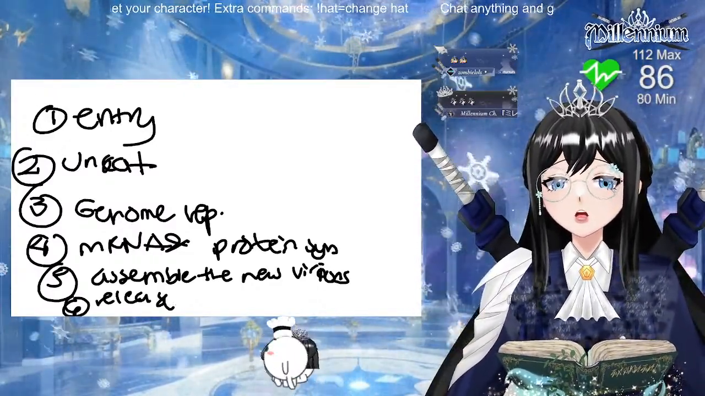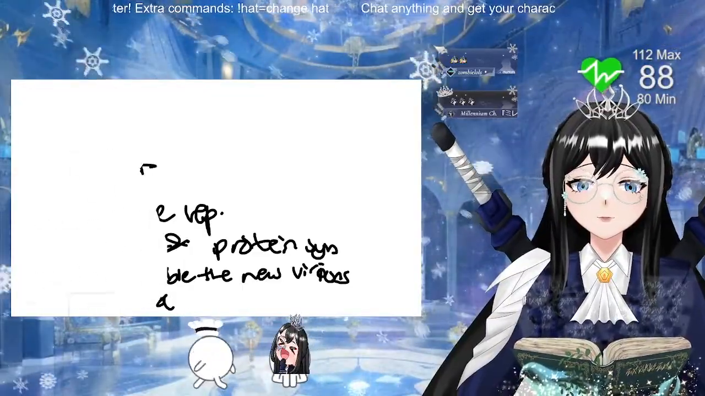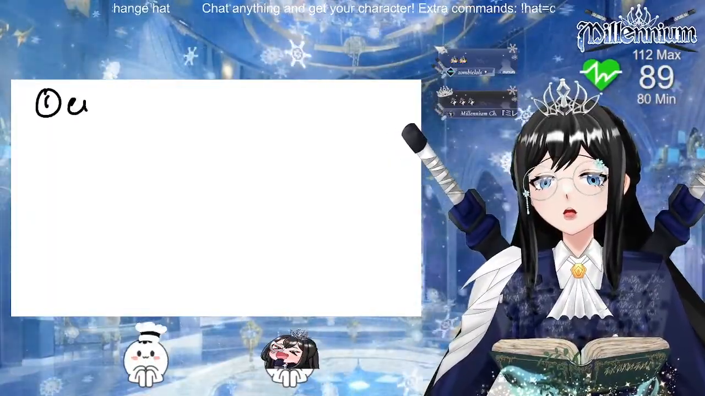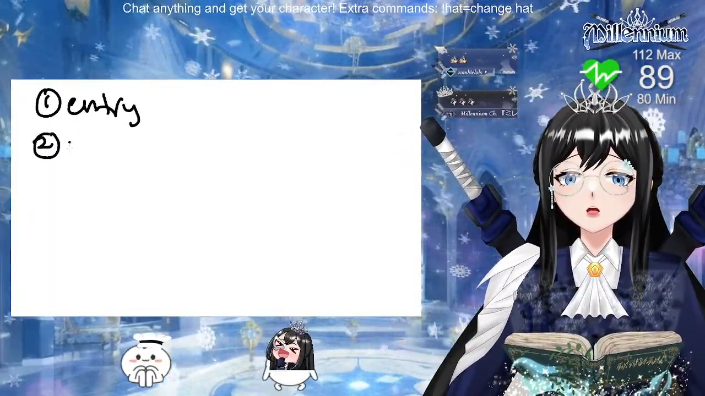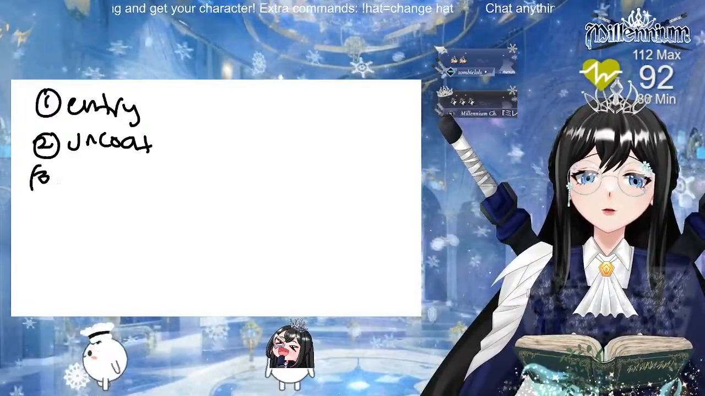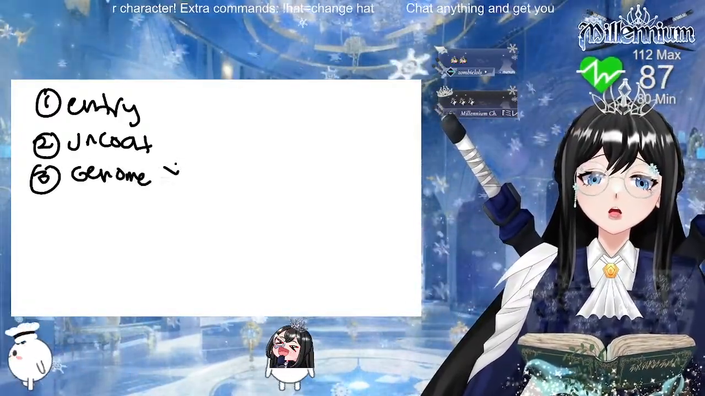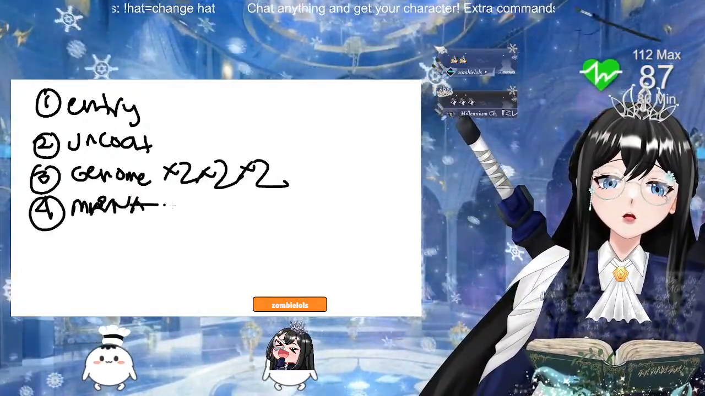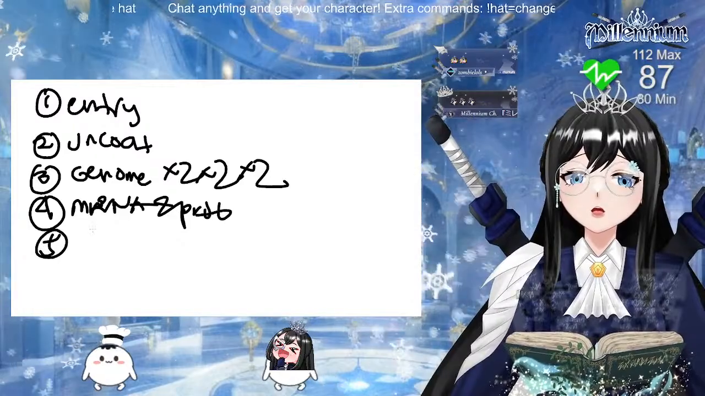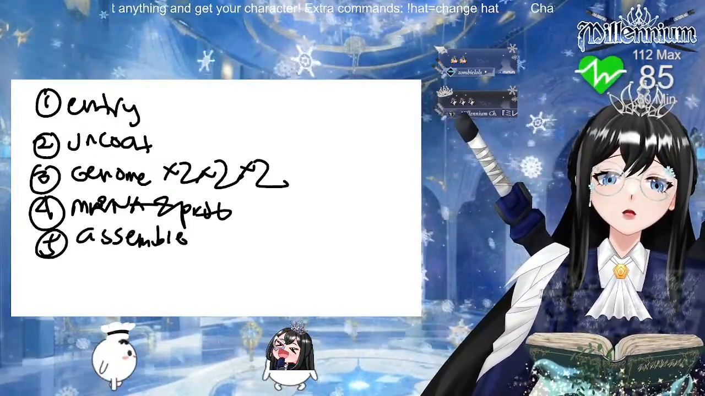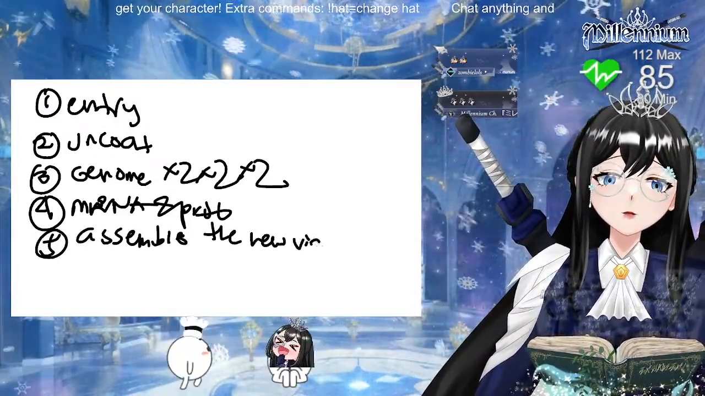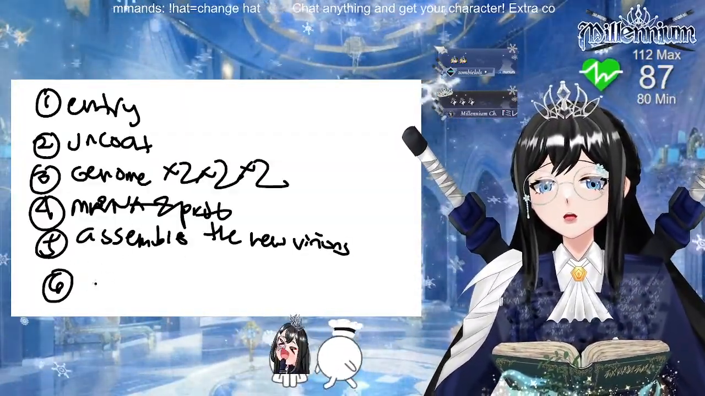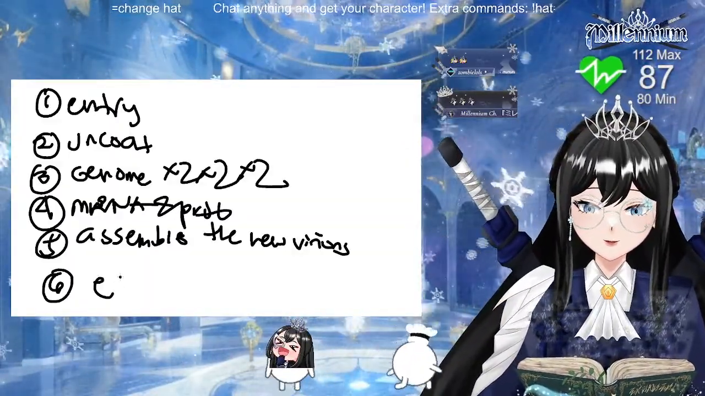Let me write that again, because these are the steps. So number 1, entry, and then second, they need to uncoat it. Third would be replicate the genome, like Kage Bunshin no Jutsu. Fourth would be mRNA and protein synthesis. 5 is assemble the new virions. Number 6 is, what's this one? Just exit, right? Yeah, release.